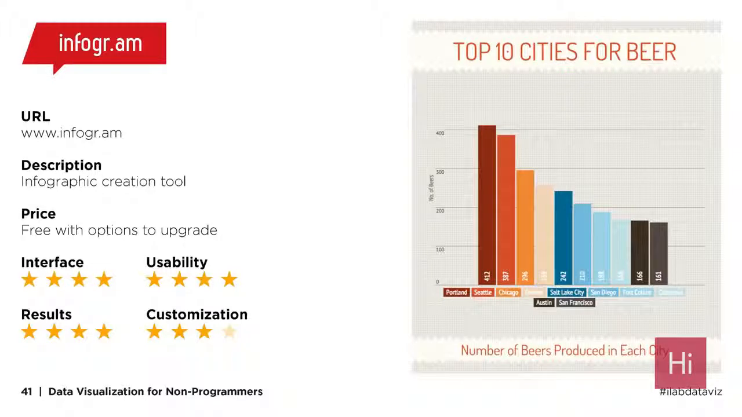The next tool is Infogram, and I was a really big fan of it. It had a ton of templates and themes, and they were incredibly easy to customize. You could quickly figure out how to turn what they had designed into something that would match your data, which was really nice. One thing I could not figure out how to do, though, was move those labels.